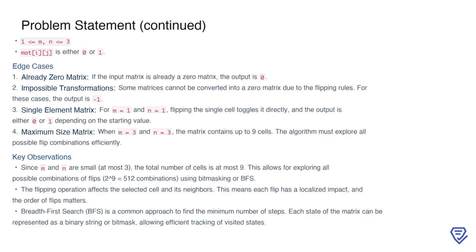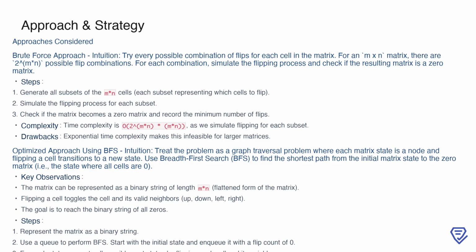Since the matrix is small, we can efficiently explore all possible combinations of flips using techniques like bit masking or breadth-first search, BFS. BFS is particularly useful for finding the minimum number of steps, as each matrix state can be represented as a unique binary string or bit mask. By understanding how flips affect neighboring cells and using efficient algorithms, we can solve the problem systematically, even for the maximum-sized matrix. To solve this problem, we first considered 2 different approaches.